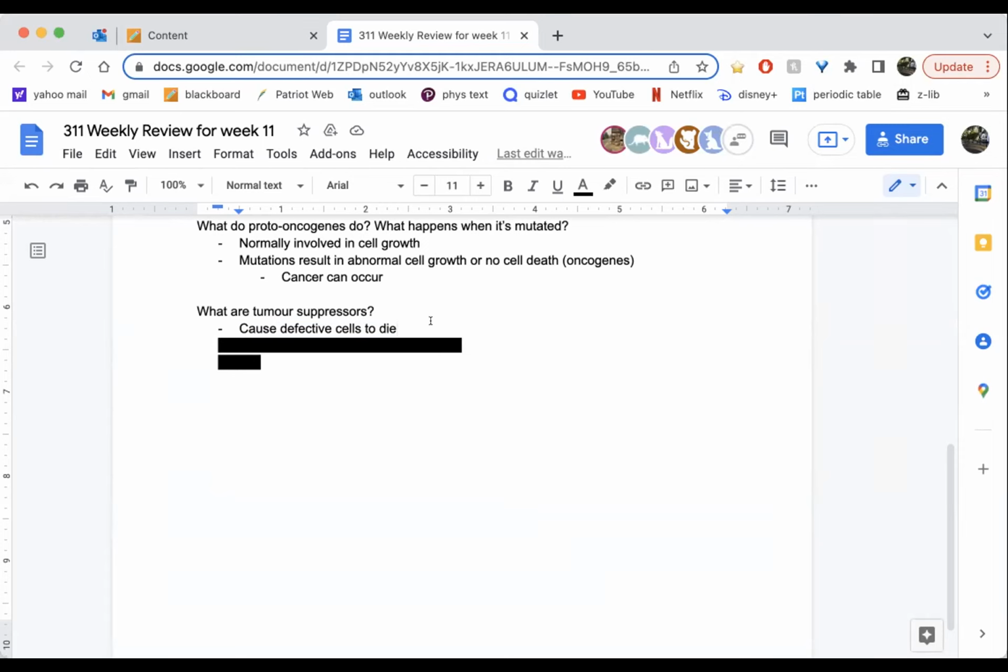So, what happens if they are mutated? Yeah, exactly. This one is kind of self-explanatory. So basically, if there's a mutation in a tumor suppressor gene, your defective cells are not going to die. And so those defective cells can continue to divide and divide and divide, and they will cause a tumor and cancer will form.